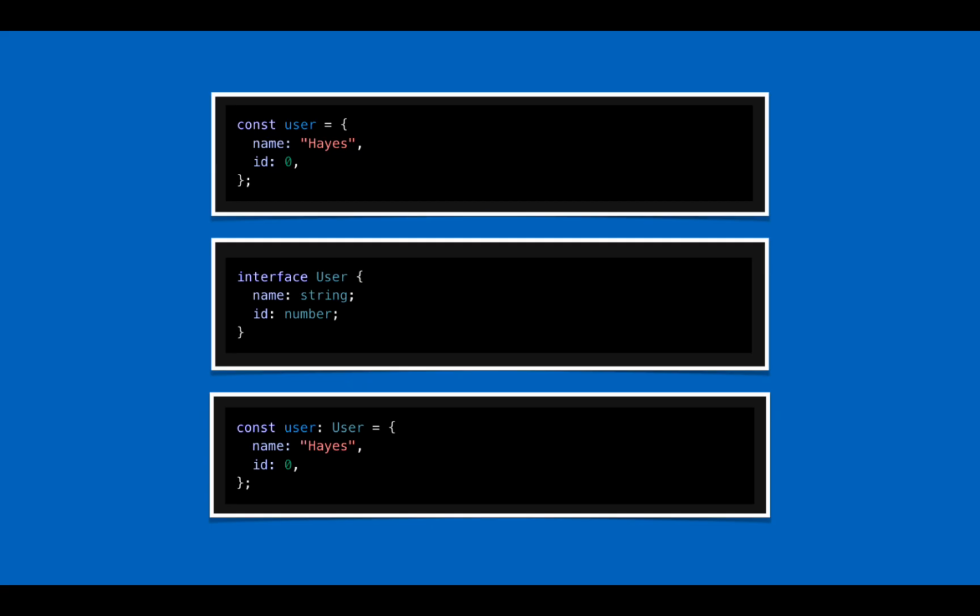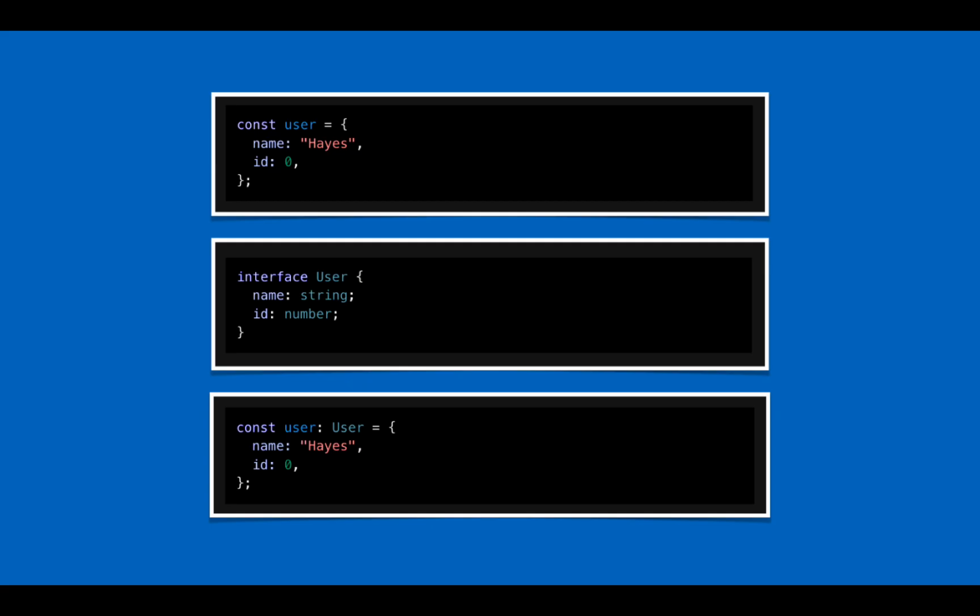So user is defined by the user interface. Then it's assigned to the user variable there in the third bit of code using the colon and the name of the type, right? And this helps prevent a lot of type-related errors in JavaScript. So that's sort of the best intro I could think of for TypeScript for you guys. Let's look a little bit closer at interfaces, that second bit of code, all right?